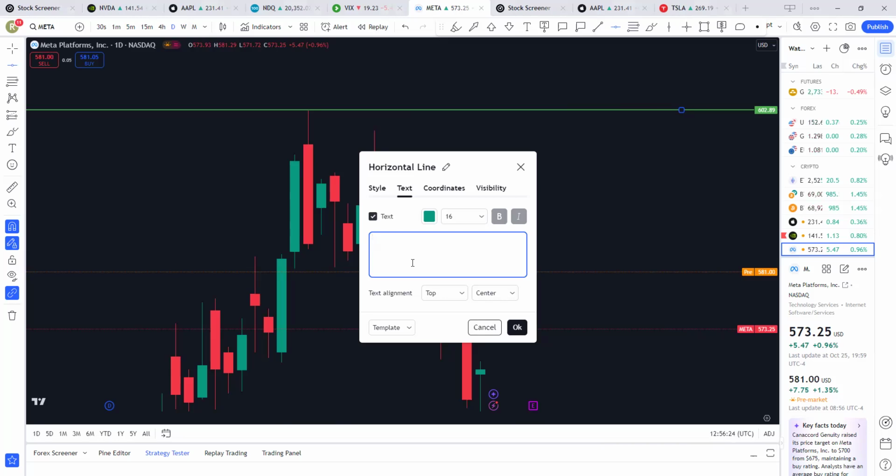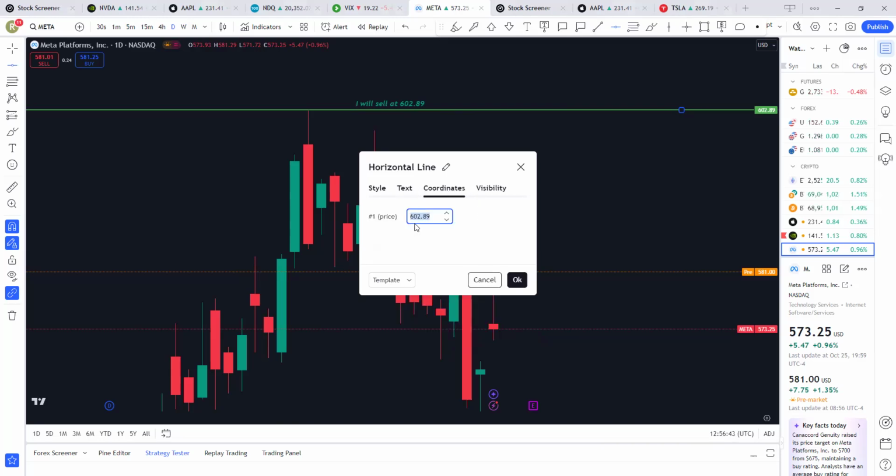You can say, for instance, you will sell. You can add any note. I will sell at 602.99, 602.89. And then you can place it. For instance, you can change it anywhere. You see, that's the price coordinates.